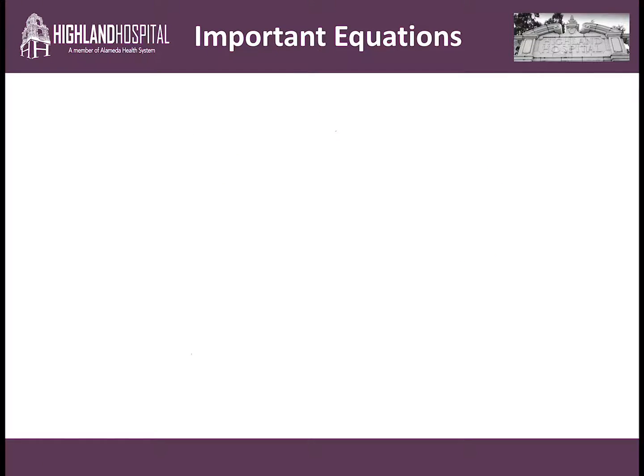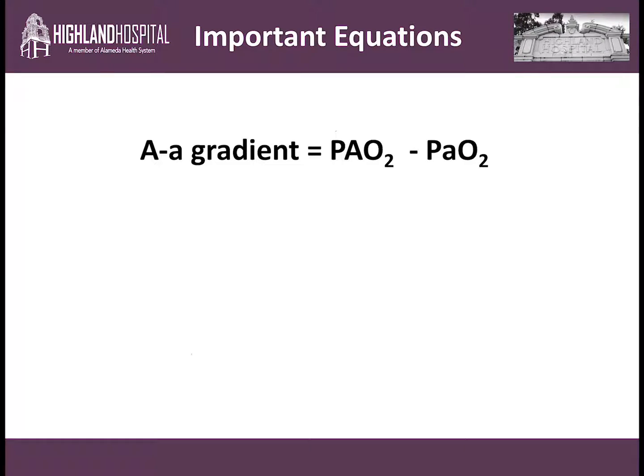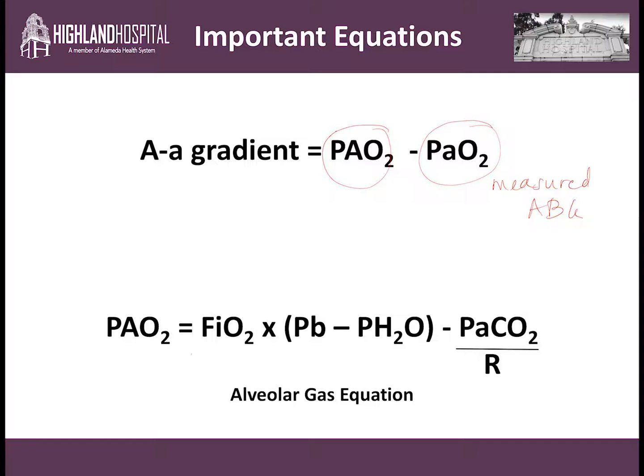So, let's proceed and go through a couple important equations. One is the AA gradient. So the AA gradient here measures the mean alveolar oxygen pressure, and you subtract that from the arterial oxygen tension, and this is measured in an ABG. How do you derive the mean alveolar oxygen pressure? Well, you use the alveolar gas equation.